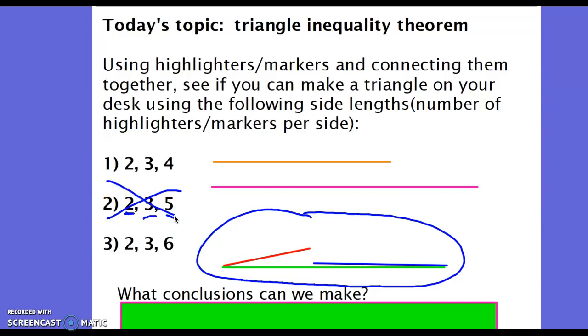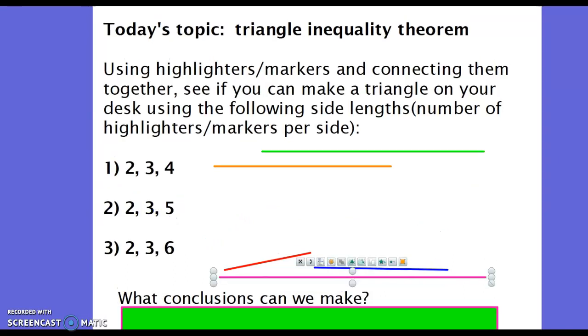Now let's go ahead and try the 2, 3, and 6. Do you think that's going to work? I'll grab my pink line and bring it down. You use your markers and let's see what happens. Hit pause and then hit continue when you are ready.